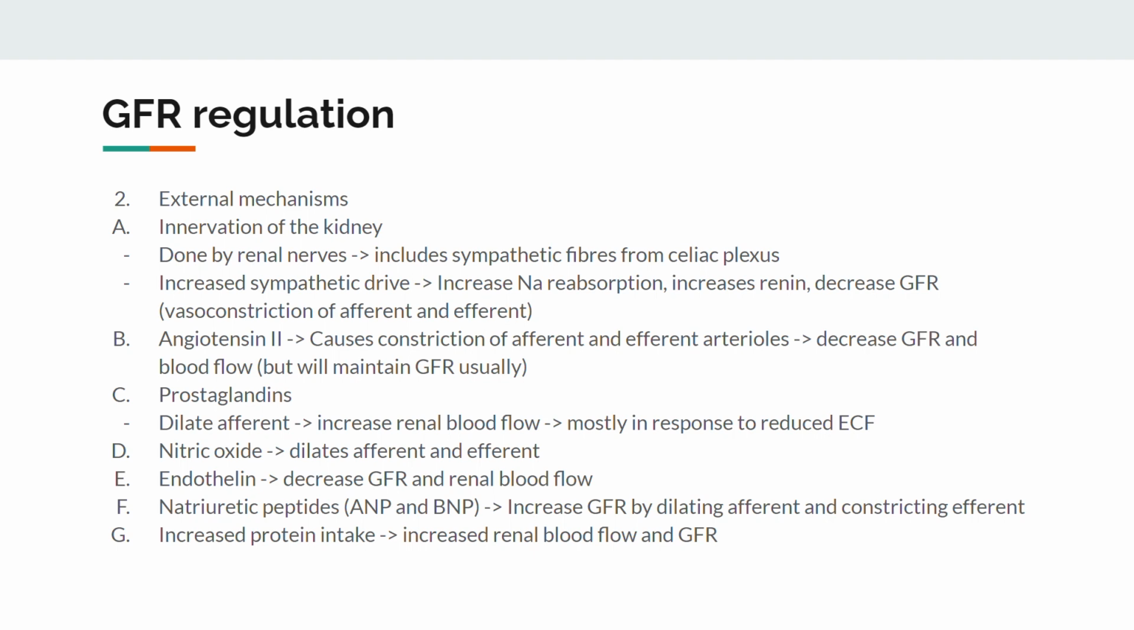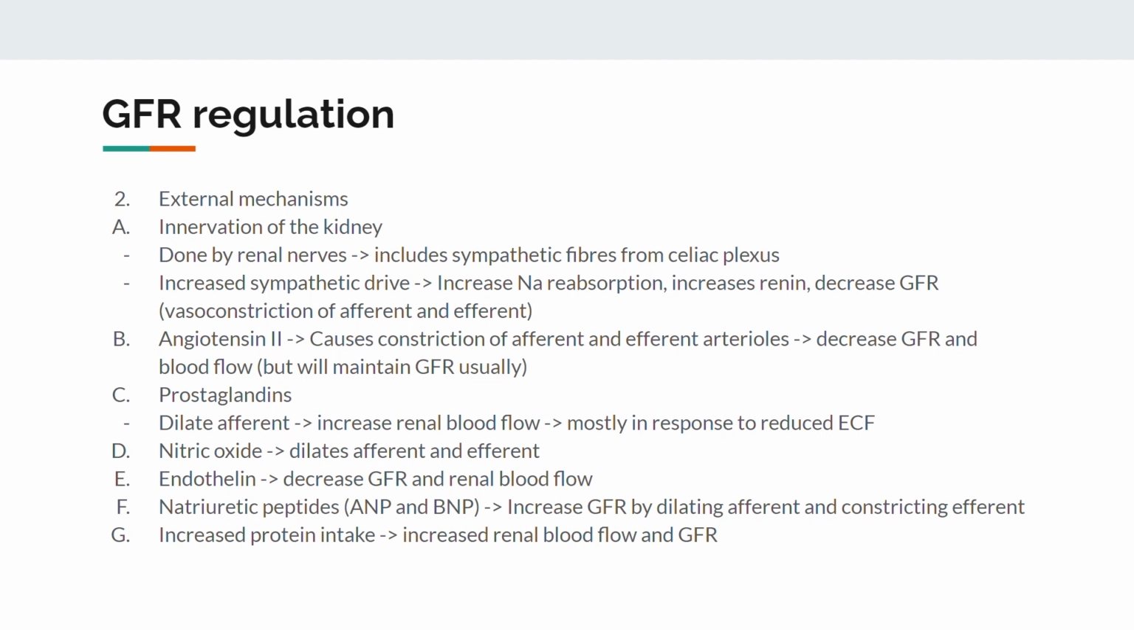You then have angiotensin II, which we just talked about. Now this causes constriction of the afferent and efferent arterioles. So it actually does decrease GFR, but it will usually maintain GFR because it's going to increase the blood volume and therefore maintain GFR where it's at. Also, just to note, angiotensin II decreases renal blood flow as well, which is important for when we're using ACE inhibitors.